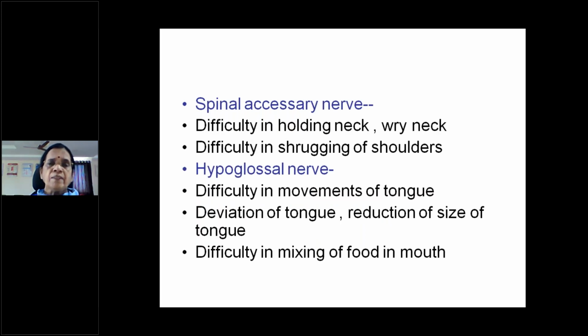In spinal accessory nerve involvement, they usually have torticollis or wry neck, where the neck, instead of being held in the middle, is shifted to one side or the other. So there is difficulty in holding the neck, and difficulty in shrugging the shoulders. If they have difficulty elevating the shoulders, or difficulty picking up a weight like a bucket, you have to think of the spinal accessory nerve being affected.